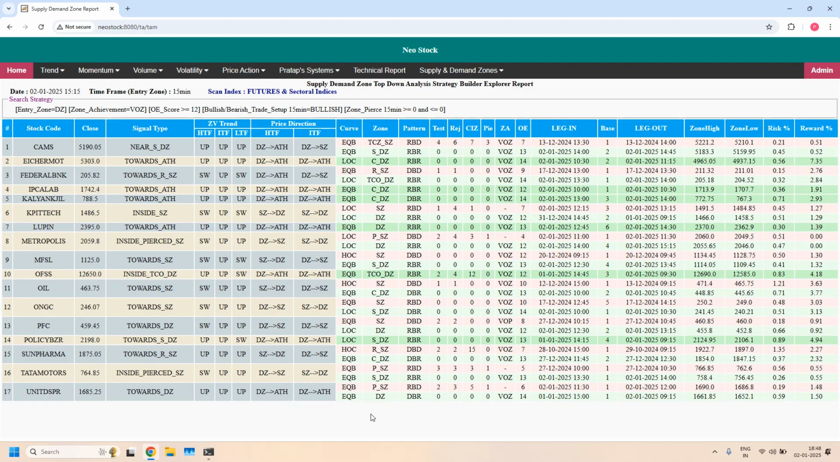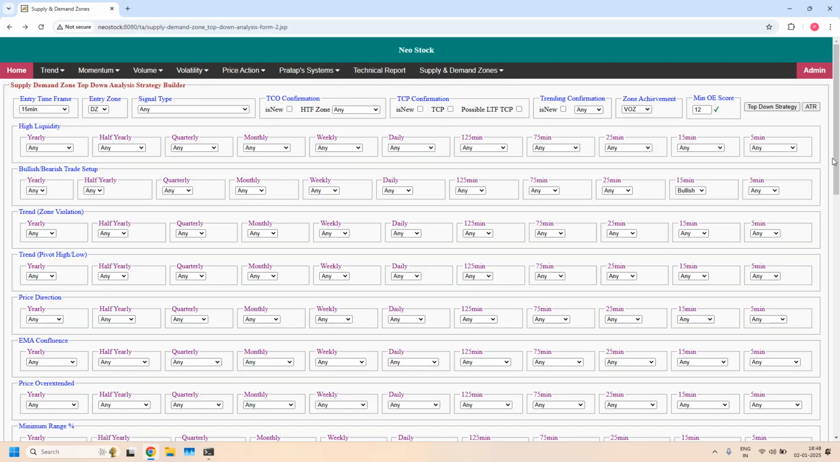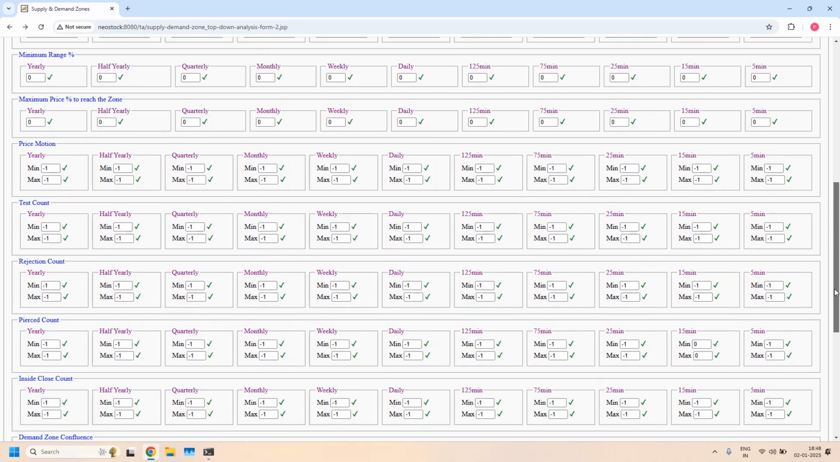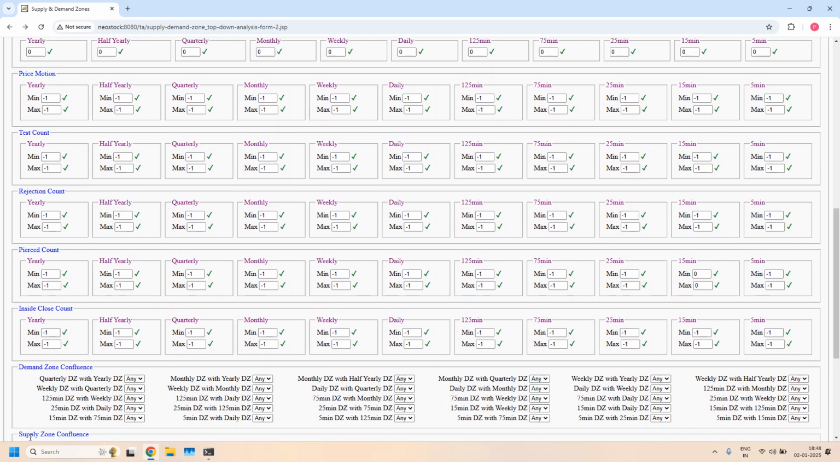But we can also further filter them based on zone confluence. So first filter is LTF and ITF demand zone confluence. That is 15 minutes with 75 minutes demand zone confluence. I am enabling that filter.